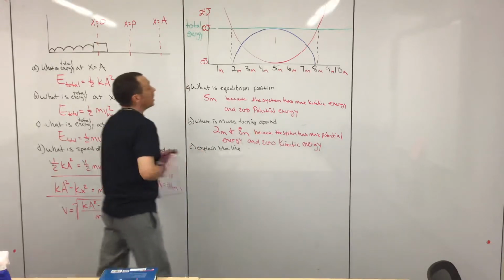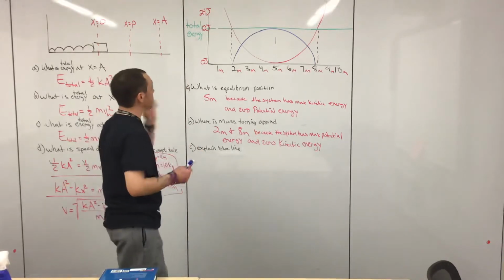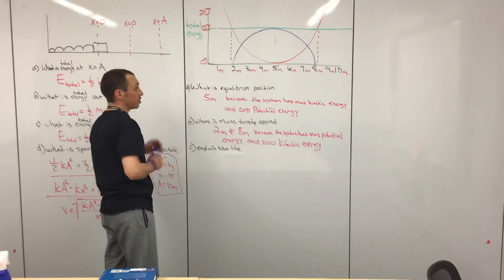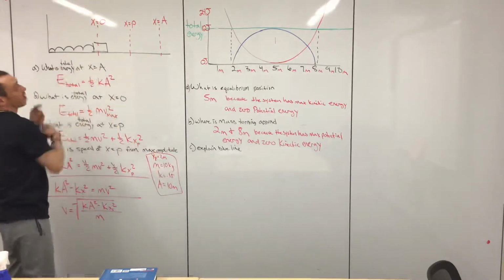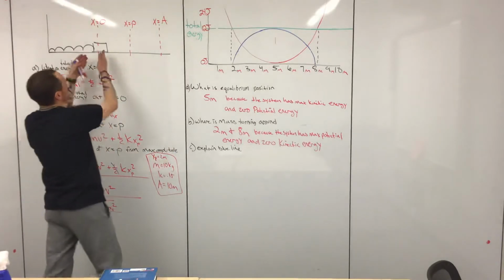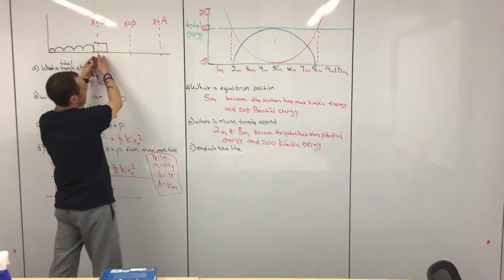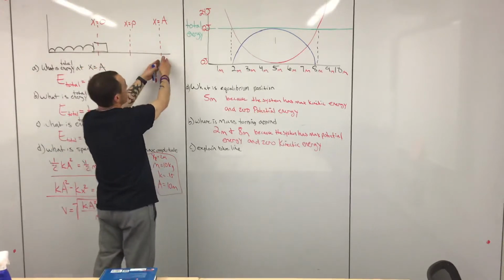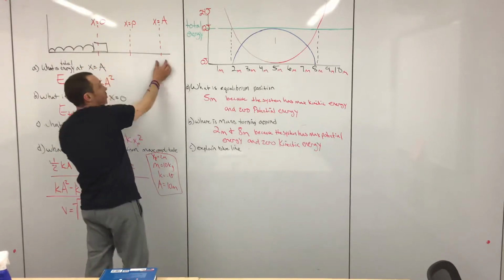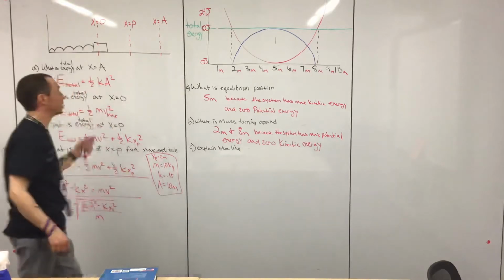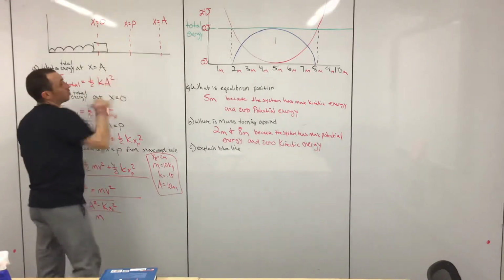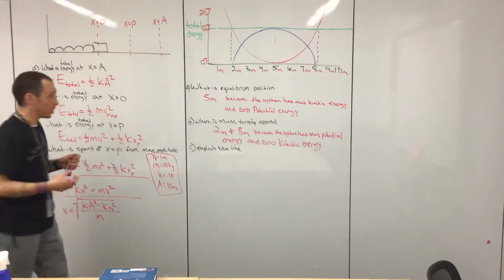Now here, it's a little bit different because we're given this graph where we're just asked to graph what's going on with this box. We know that at equilibrium, it's going to have max kinetic energy. At max displacement or max extension, it's going to have full potential energy. And anywhere in between, it's going to have a little bit of both.